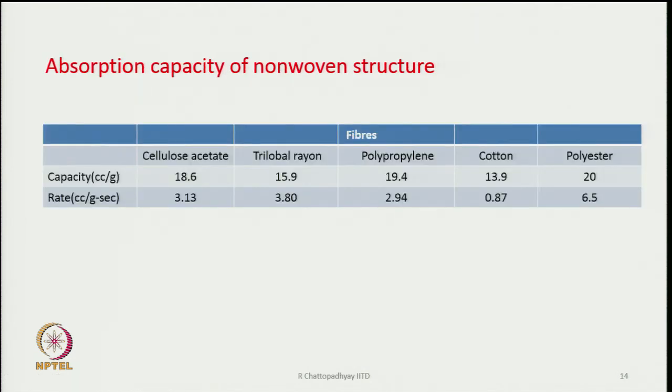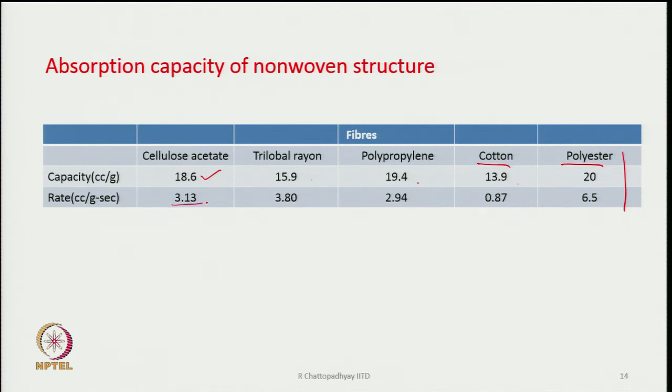Absorption capacity-wise of non-woven structure, some data are given here just for your sake of understanding, that is, the capacity of cellulose acetate, trilobal rayon, polypropylene. Some people have done some research. These are the data collected from scanning some research articles. So, it gives some idea, the capacity could be 18.6 cc per gram for cellulose acetate, trilobal rayon, polypropylene, cotton, polyester.